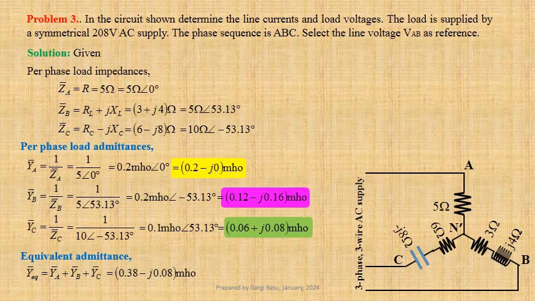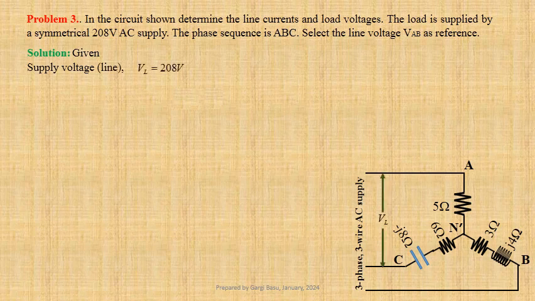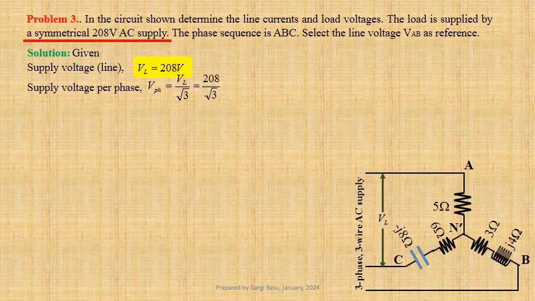In polar form, this may be expressed as 0.388333 mho at an angle minus 11.88866 degree. Given line-to-line supply voltage VL equals 208 volts when a star-connected load is supplied by a symmetrical 3-phase 3-wire AC supply, voltage per phase V phase equals VL by root 3, that is equal to 208 divided by root 3, that gives us 120 volts.